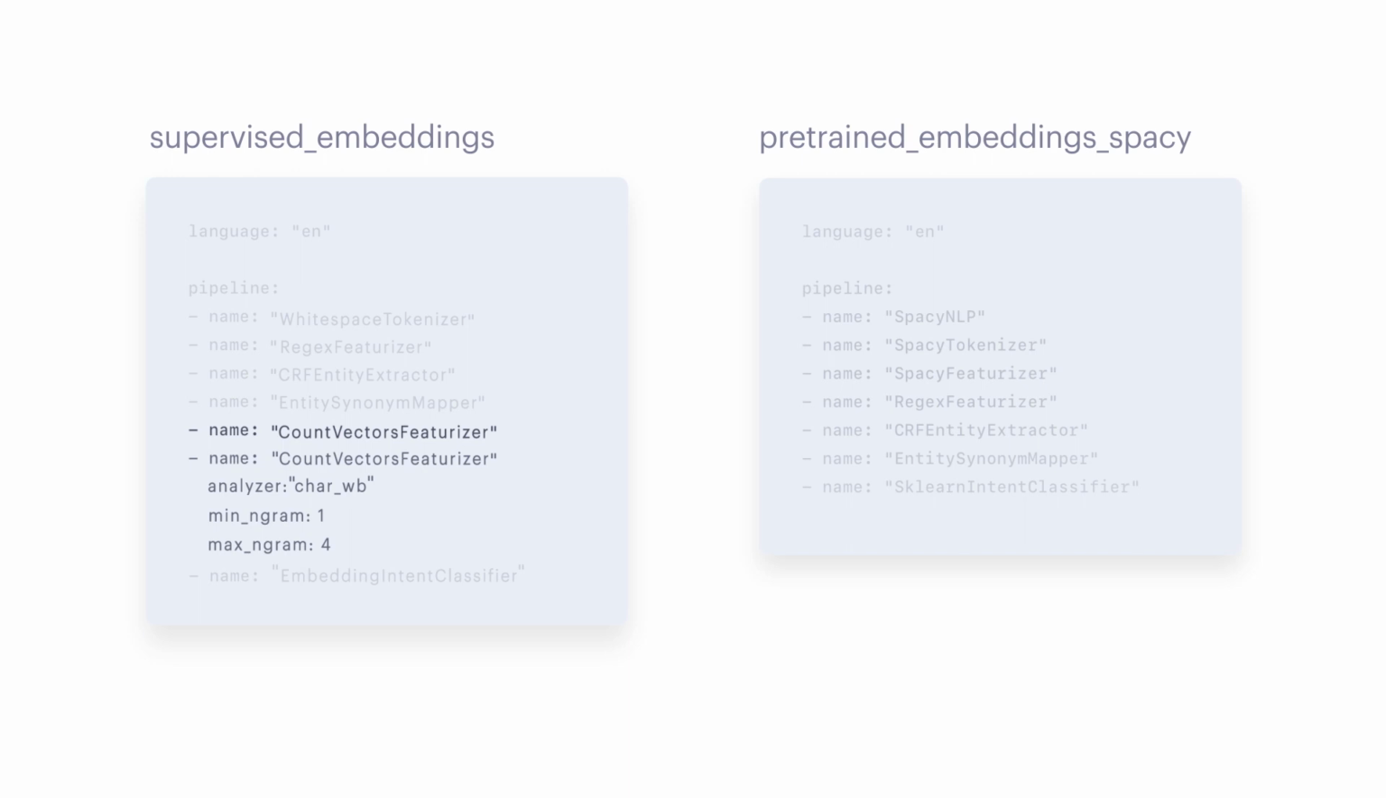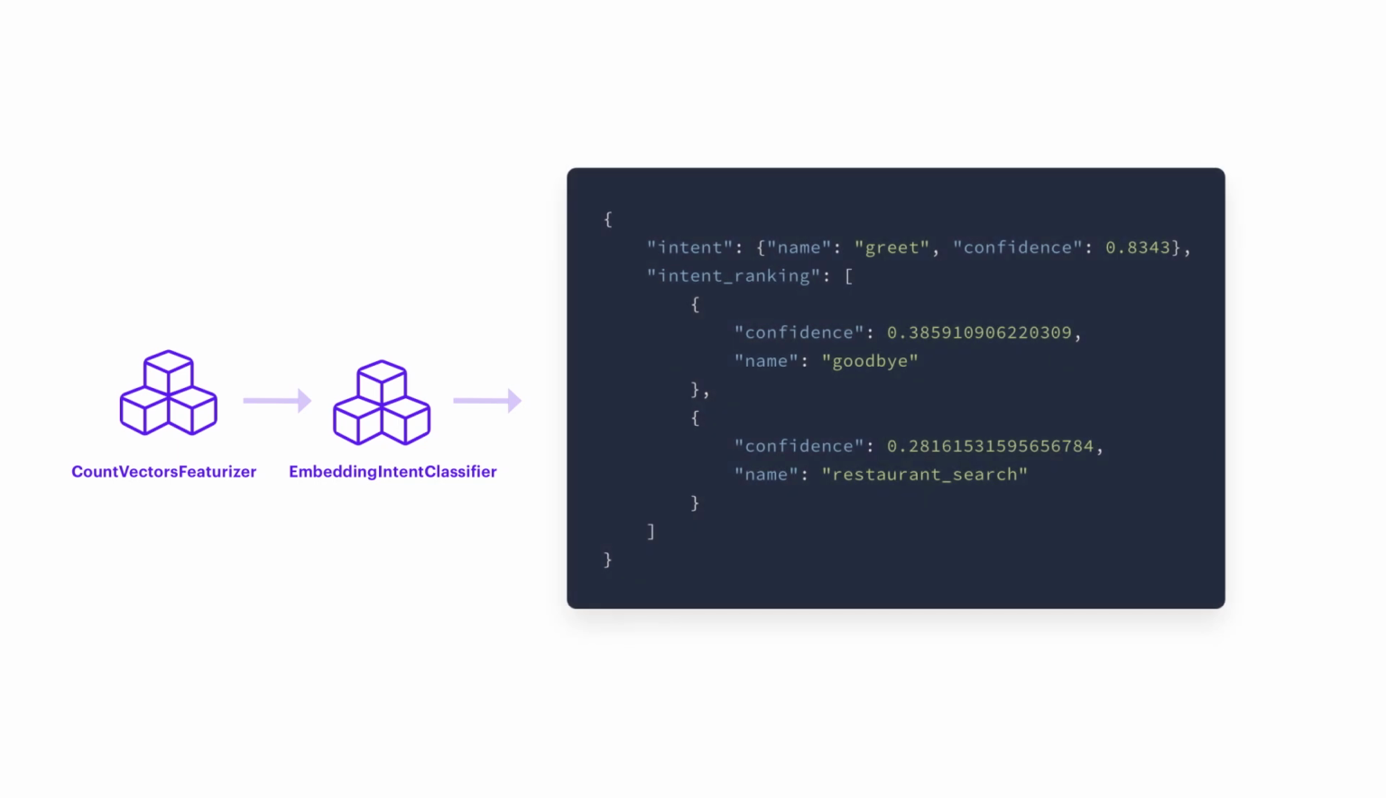Once the features are created, they are good to be used to train the intent classification models. When you're not using pre-trained word embeddings, a component called embedding intent classifier is your best choice for the intent classification model. It is also recommended to use a count vectors featurizer alongside this component. In simple words, the features created by the count vectors featurizer will be fed into the intent classification model, and the results of the intent classification will be produced.